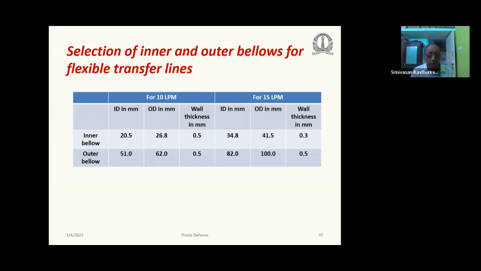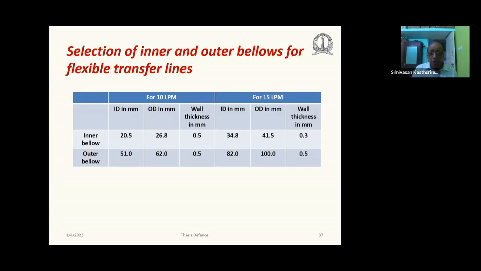And the outer diameter of the inner bellow will be about 26.8, because you can see the bellow will have one lower end and one upper end. And the wall thickness of the bellow is 0.5 mm. Similarly, in the outer bellow, the inner diameter is 51 mm, and the outer diameter will be 62 mm, with the same wall thickness of 0.5 mm.